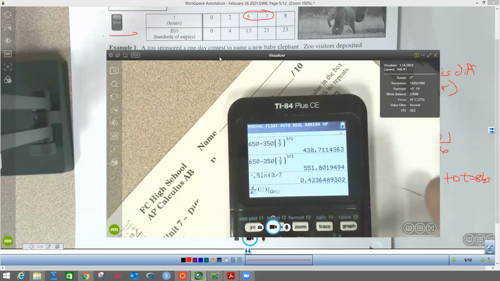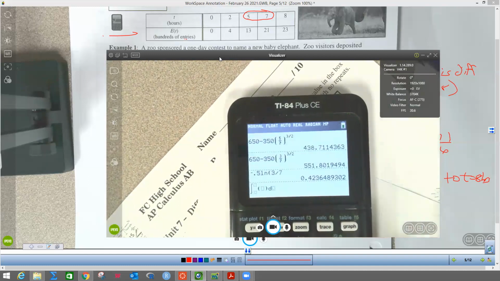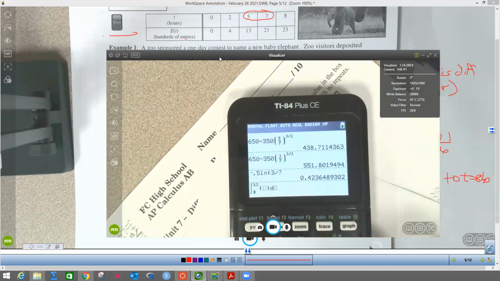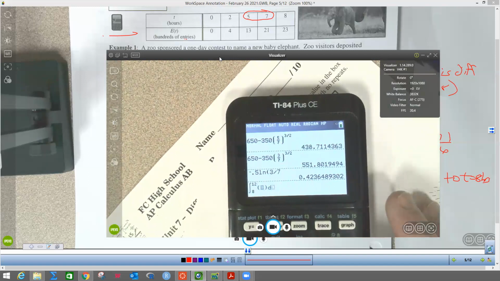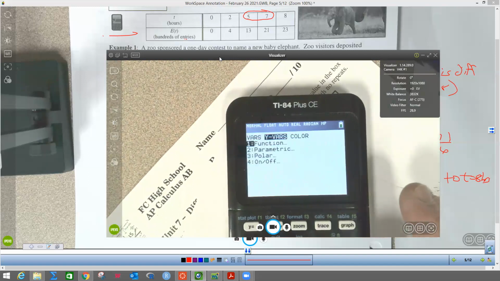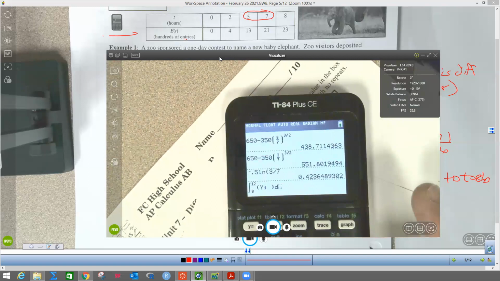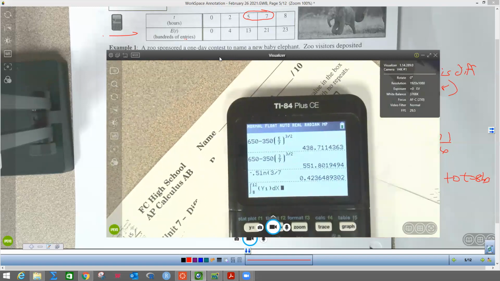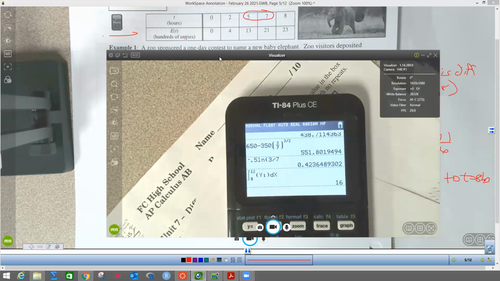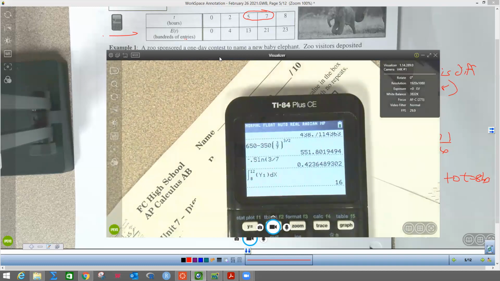Oh, that's derivative. Let's go math 9 and do integral, my bad. And we're going 8 to 12. And we're doing y sub 1, so I'm going to hit vars, Y-vars, 1, 1, with respect to x. So I'm going to hit enter, and there's my 1,600. So that value comes out to be 1,600.